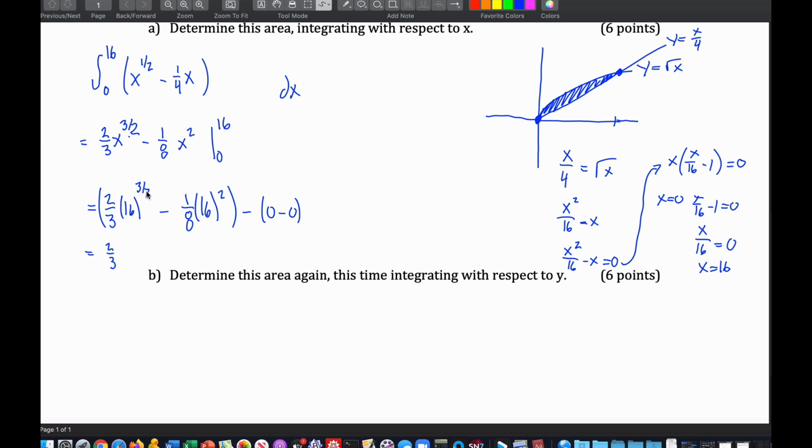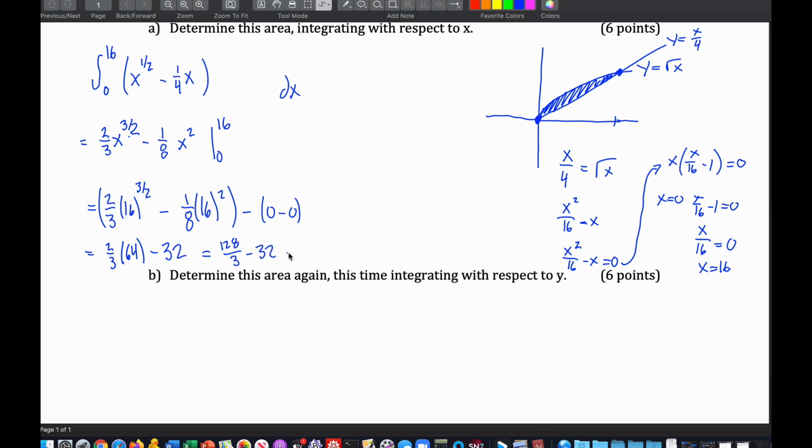Let's see, 16 to the 3/2, this 2 means take the square root, so now it's a 4, and 4 cubed. 4 times 4 is 16, times 4 again, I think ends up giving me 64 here. And then 1/8 of 16 squared, well, one of those two 16s times the 1/8 just leaves me with 2, and 2 times the 16 leaves me with 32. So it looks like what I get for my final answer is just 128 thirds minus 32.